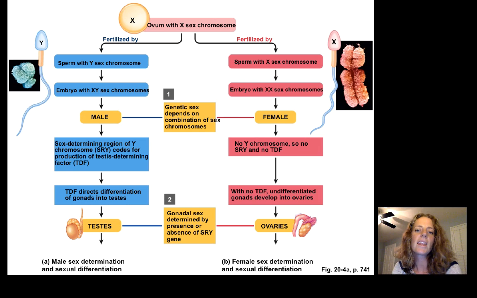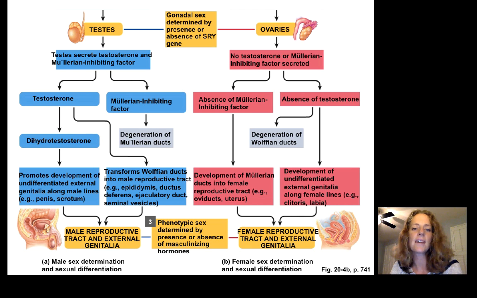So genetic sex is XY versus XX. Gonadal sex is testes versus ovaries. And then phenotypic sex is reproductive tract and external genitalia.